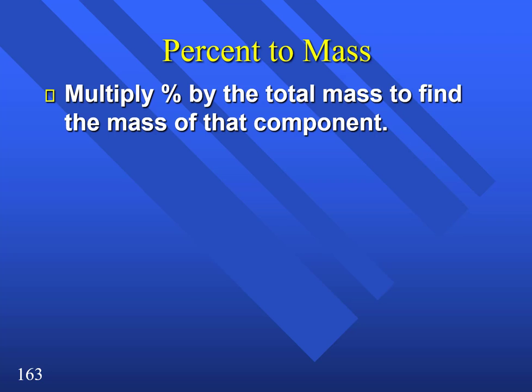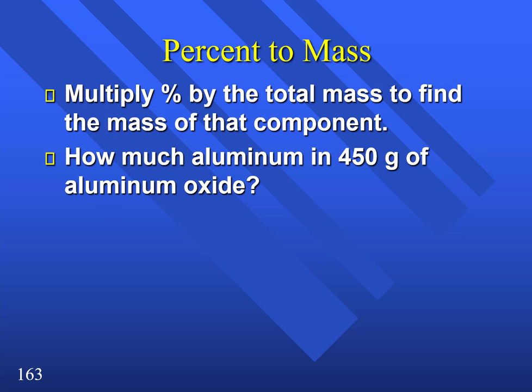So, you can change percentages into mass by multiplying the percent by the total mass to find out the mass of that component. This is the equivalent of if you got 80% on a test and the test was worth 20 points, what was your score? 16. So you took 80% of that 20, right? Well, that's what we have to do here. If you had 450 grams of aluminum oxide, how much aluminum would you have?